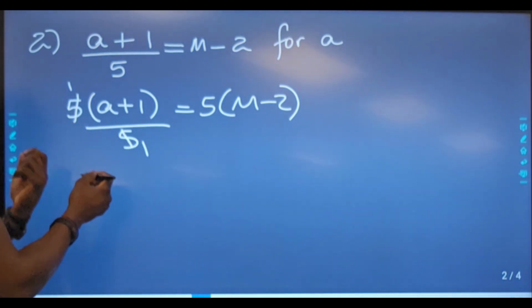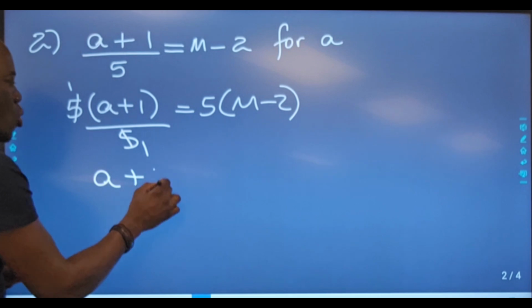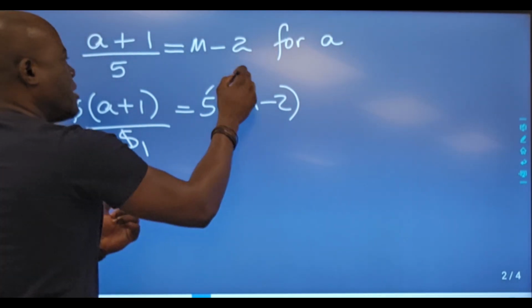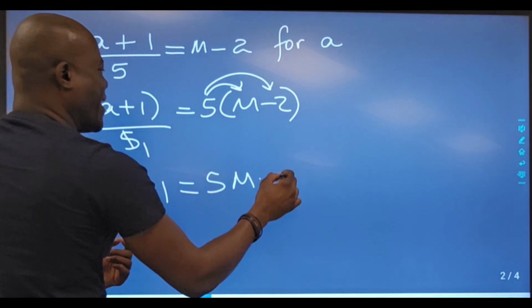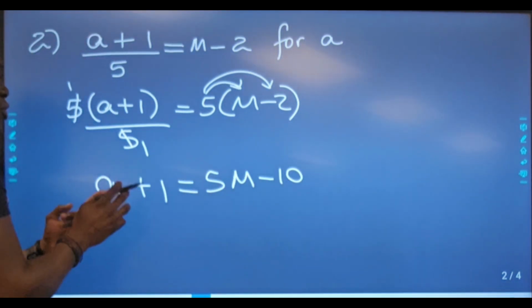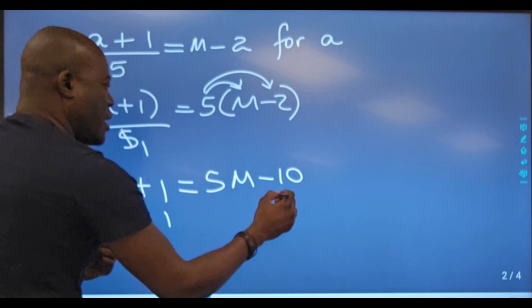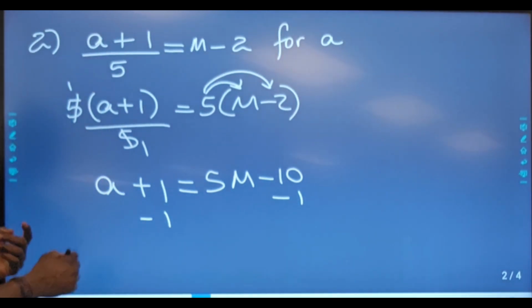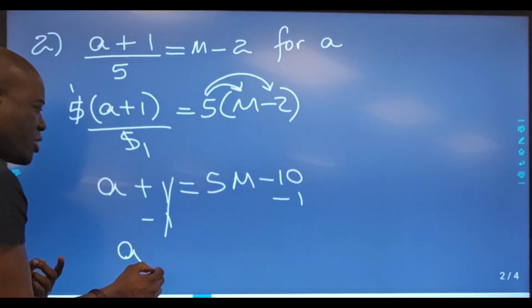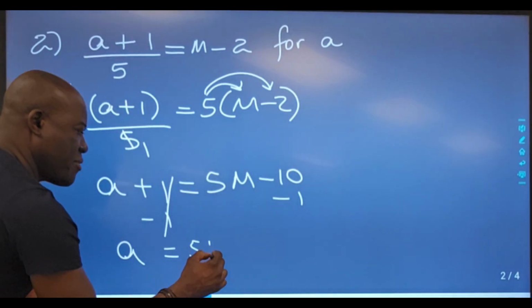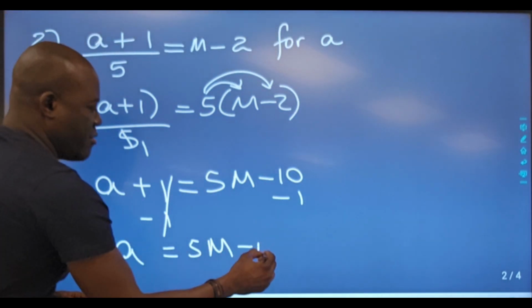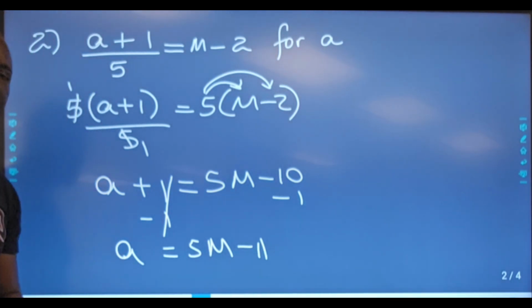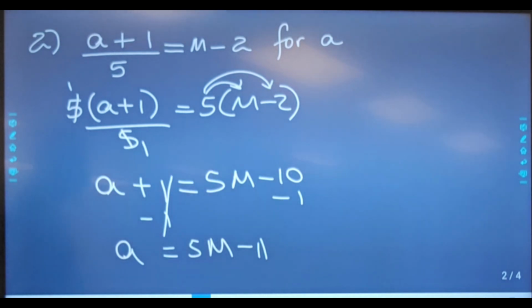So what I have on my left side is a plus 1. And this is equal to, I'm going to distribute this. So I'm going to have 5m minus 10. So here I'm going to subtract 1 from both sides. So as you could see, we're left with a here because this becomes a 0. And this is equal to 5m, and negative 10 with a negative 1 will give negative 11. So a is equal to 5m minus 11. Let us take a look at the third example.